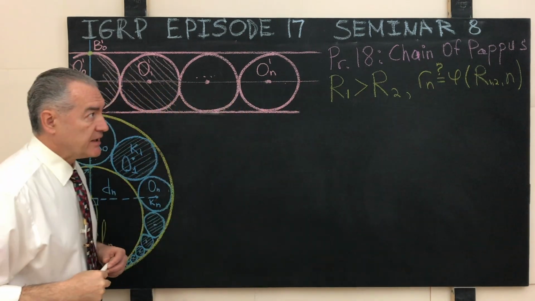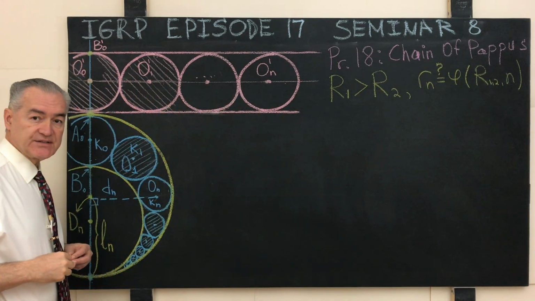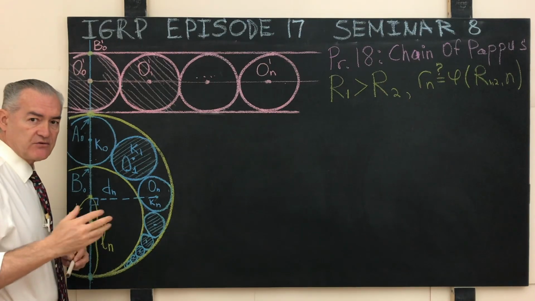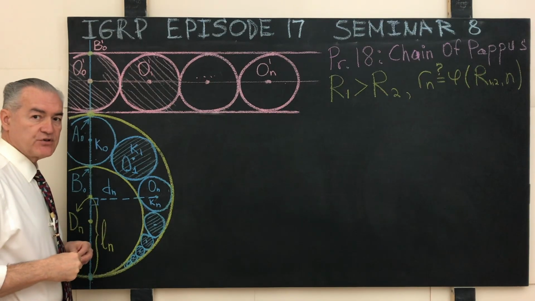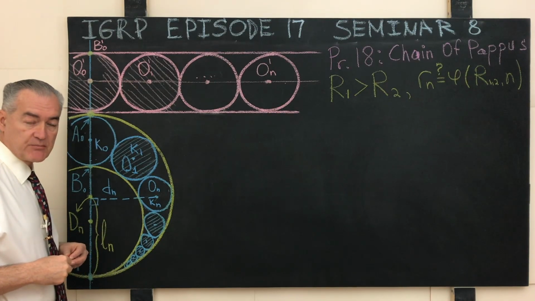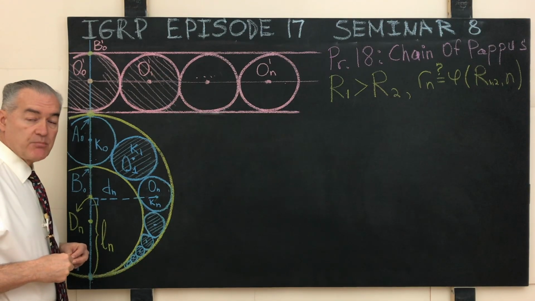Now we know that Pappus of Alexandria lived several hundred years after another ancient Greek mathematician known as Apollonius of Perga.